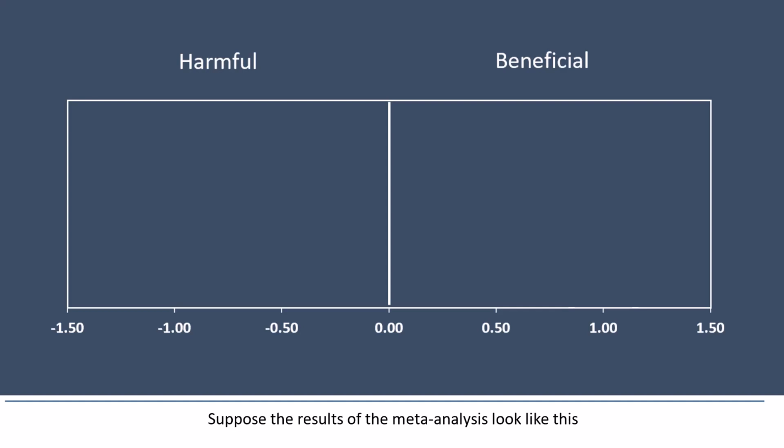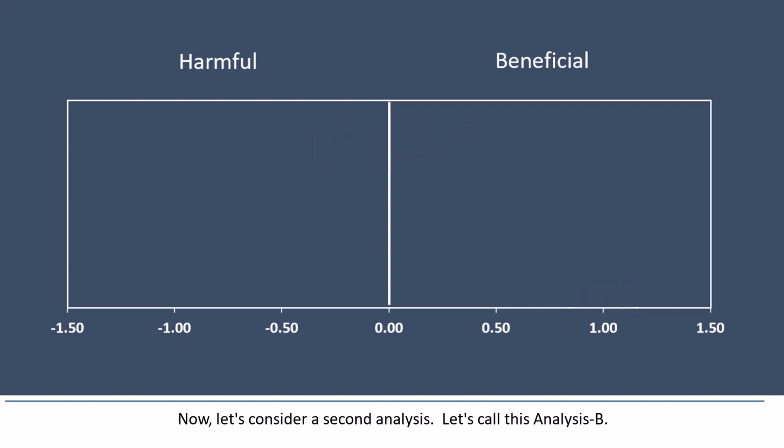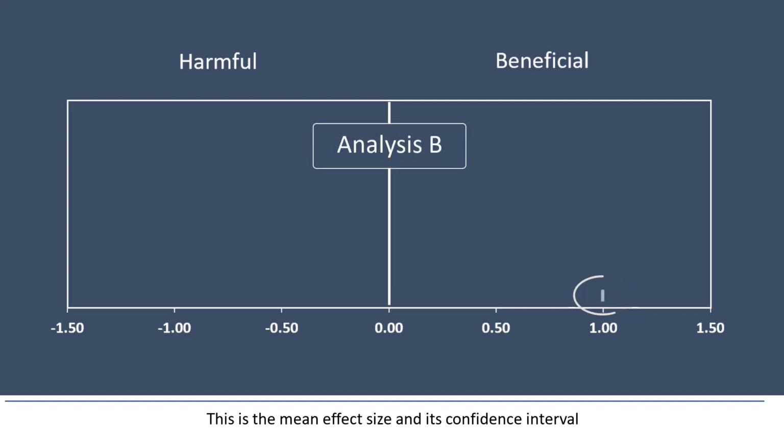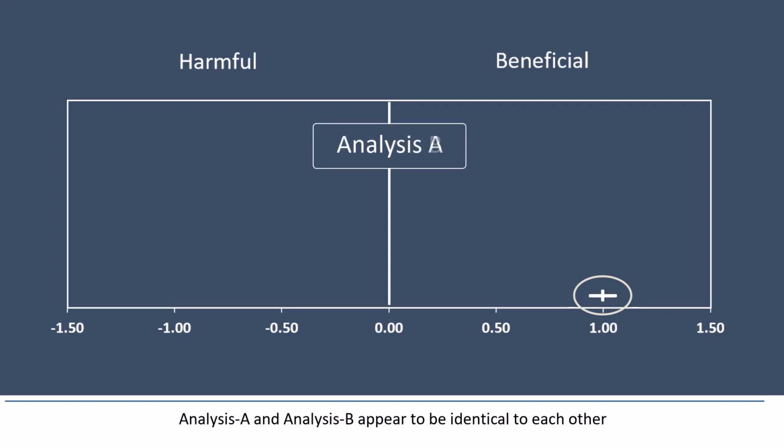Suppose the results of the meta-analysis look like this. Let's call this analysis A. This is the mean effect size and its confidence interval. Focusing on these, we might report that the treatment is very effective. Now, let's consider a second analysis. Let's call this analysis B. This is the mean effect size and its confidence interval. Again, we might report that the treatment is very effective. So, when we focus on the mean and its confidence interval, analysis A and analysis B appear to be identical to each other.